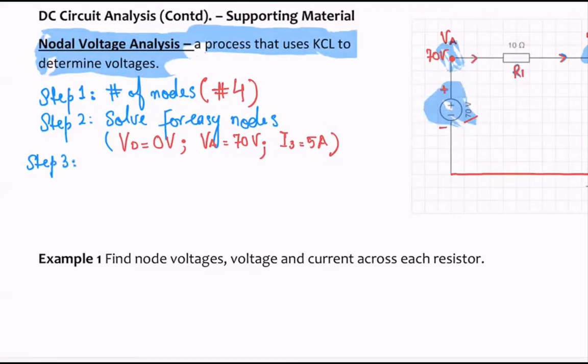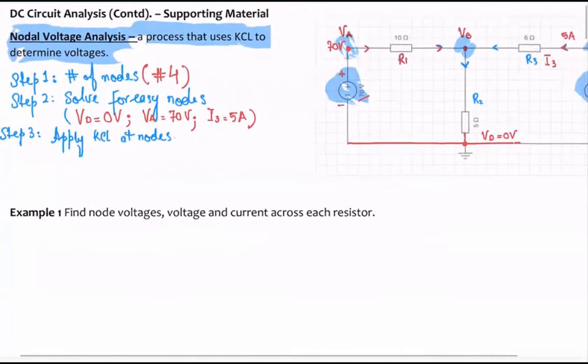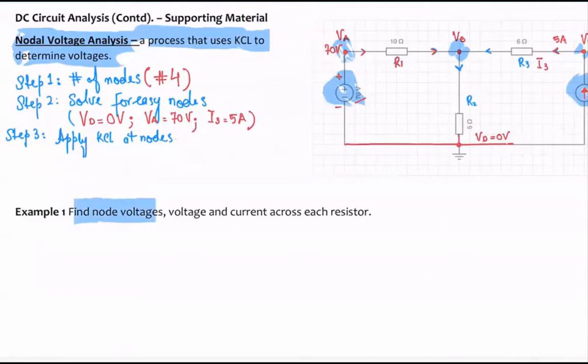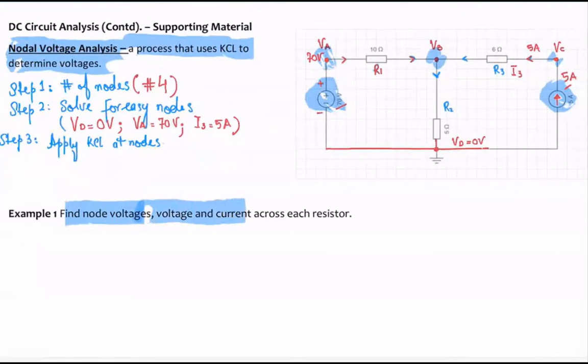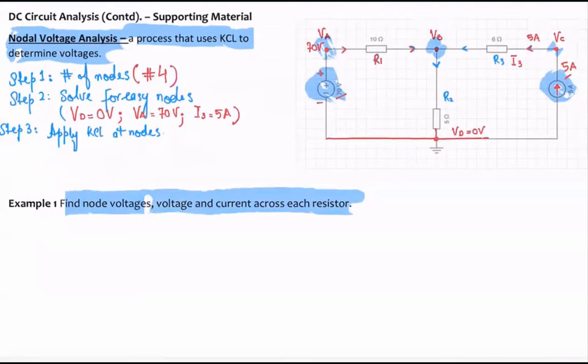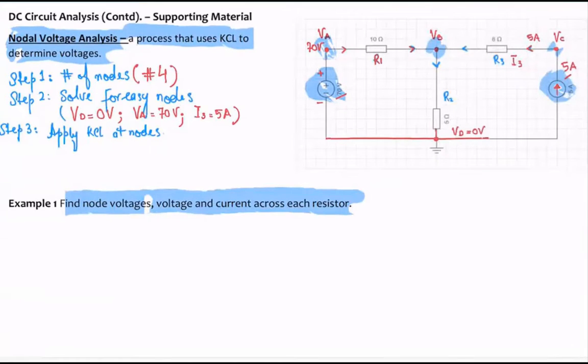Step number 3 is you have to apply KCL at nodes. Okay, all right. And remember, our goal from this circuit is to find out the node voltages, which is VA, VB, VC, VD, and the voltage and current across each resistor in the given network. Okay, so I'm going to start off my analysis at node, say, VB.